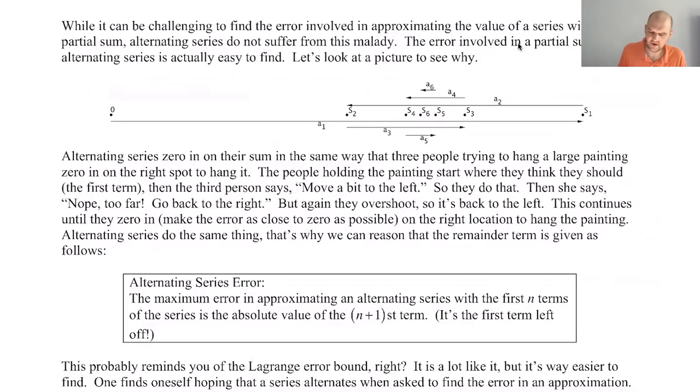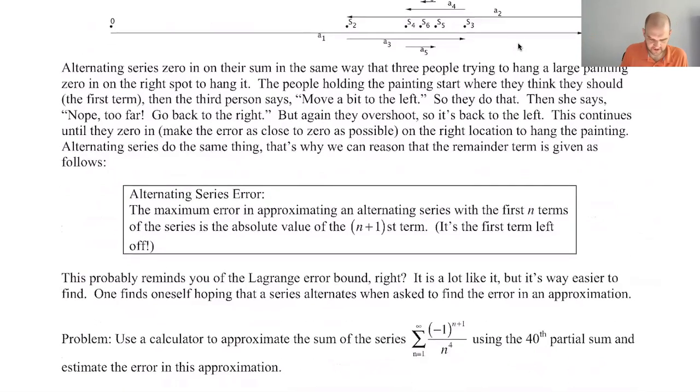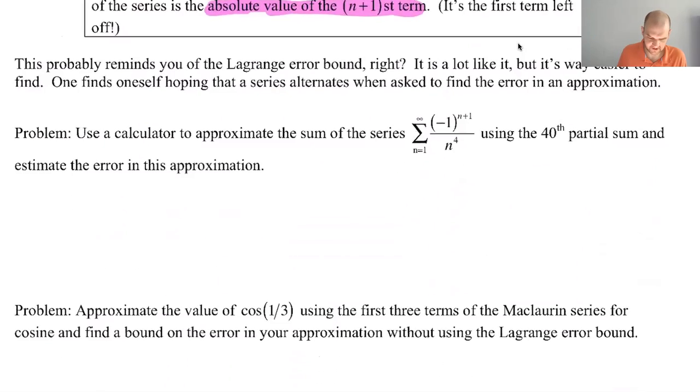Giant pain in the neck. Alternating series, not a pain in the neck at all. You kind of actually hope that it's going to happen. So the maximum error is the absolute value of the n plus first term, just the first term that you leave off when you do these things. So let's see if we can do it.